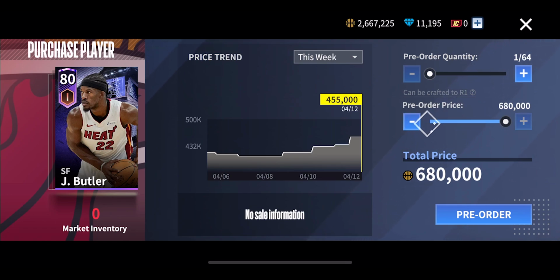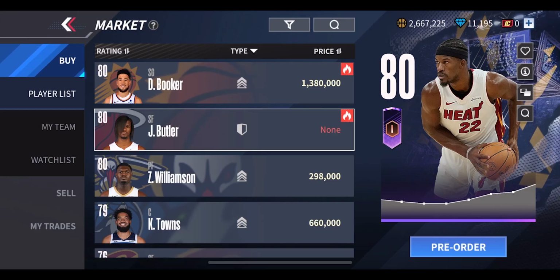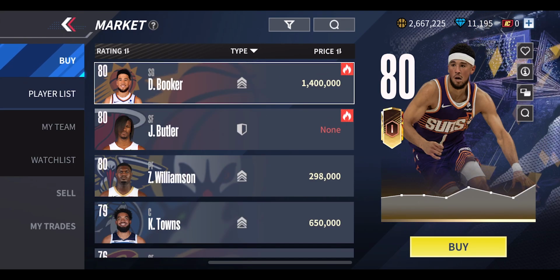It does work on a first come first serve basis. So say my friend also goes ahead and pre-orders this Jimmy Butler at 680k. I then do it an hour later. He will be in front of me in the queue of people pre-ordering that card, waiting for someone to actually go ahead and sell it. Because this market is player to player, you will need people to sell them at similar prices, but it is also all about that first come first serve queue.